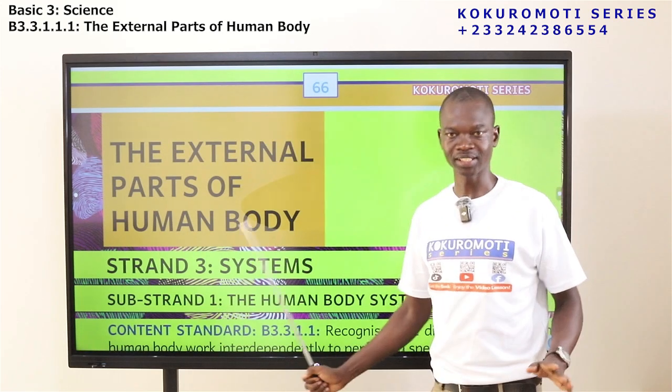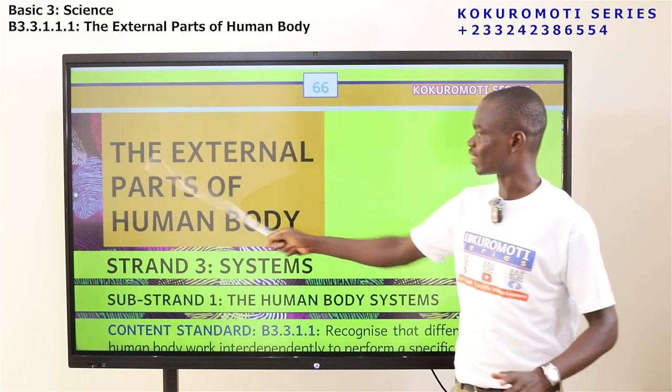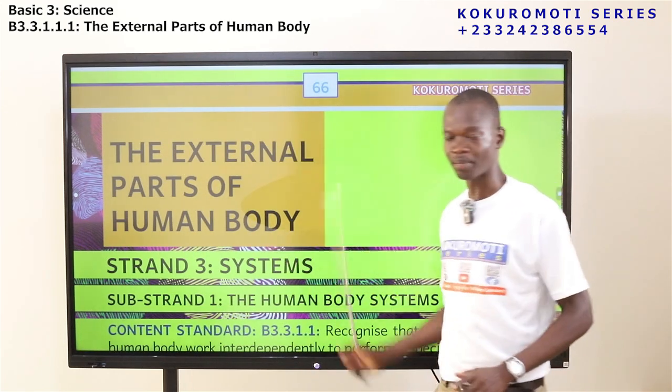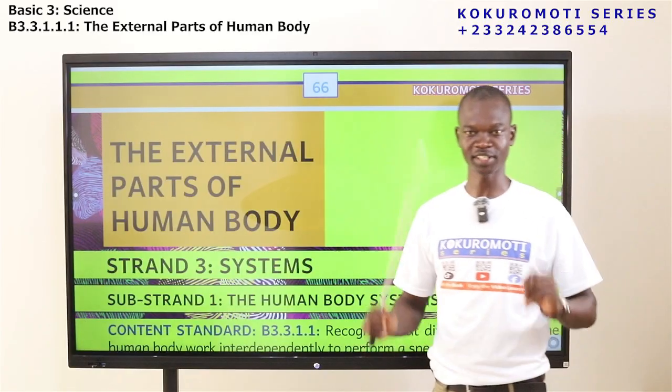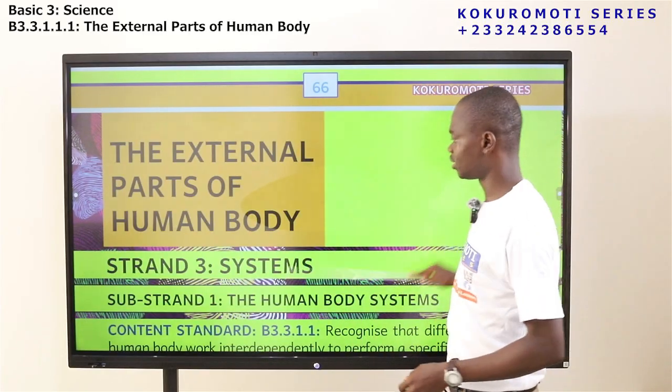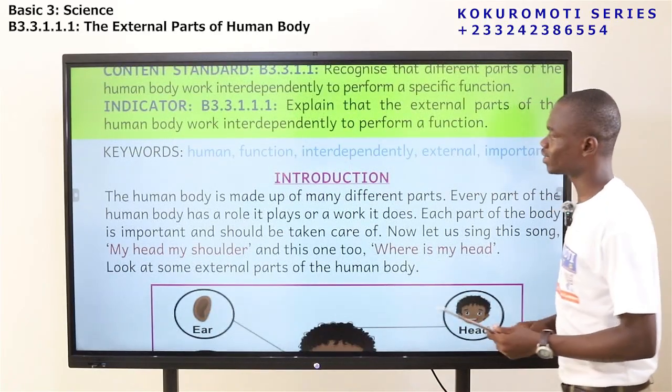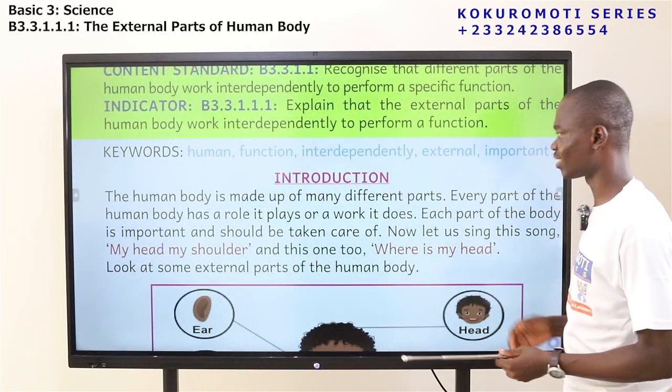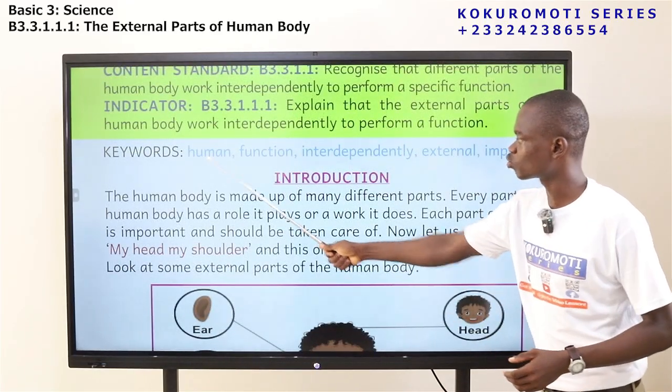The topic for today's lesson is the external parts of the human body. In this lesson, there are some key words that we need to know and understand. And the first one is what?